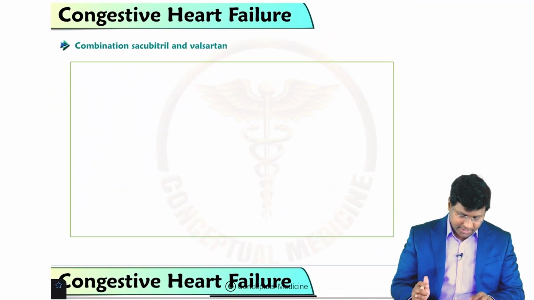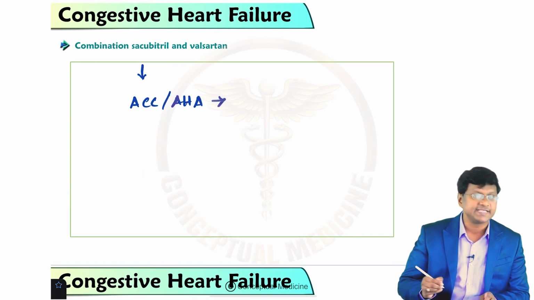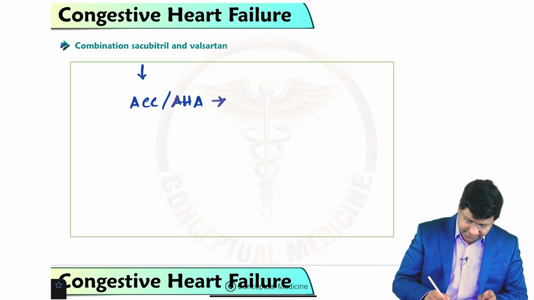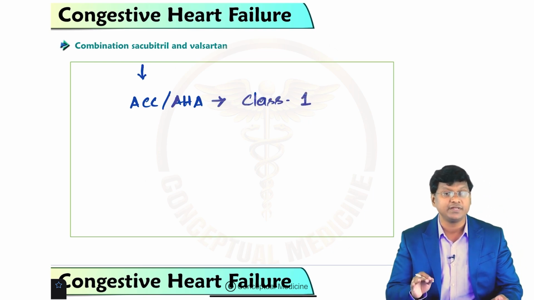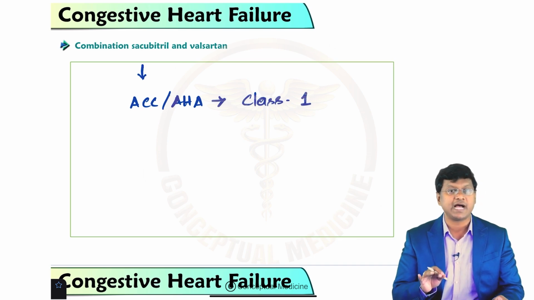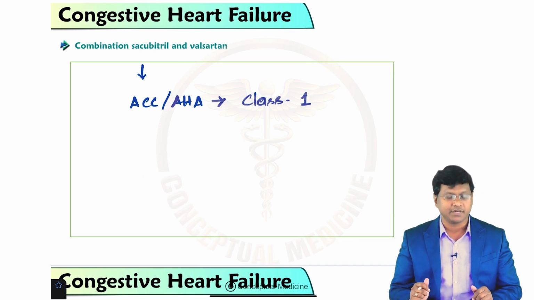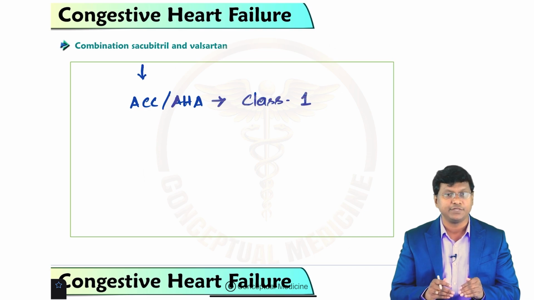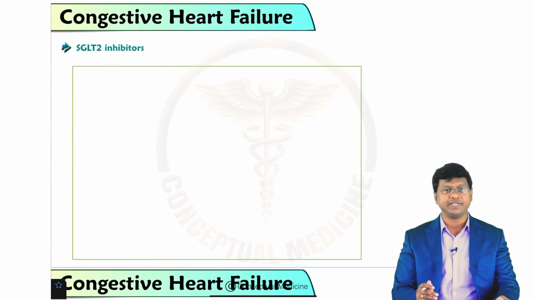And even according to the American College of Cardiology or American Heart Association, sacubitril and valsartan is a class 1 recommendation in patients with heart failure with reduced ejection fraction. Okay. Next, after sacubitril and valsartan, the other important molecule which has been used in the treatment of heart failure is the SGLT2 inhibitors.